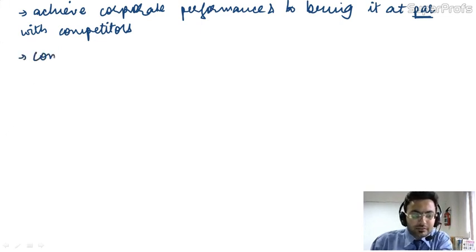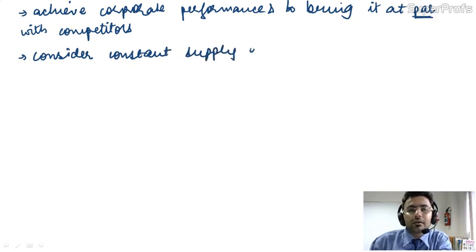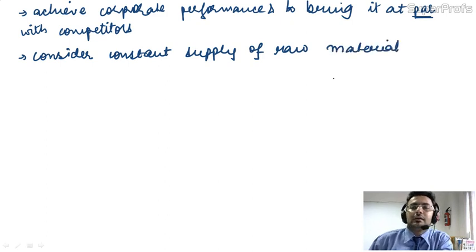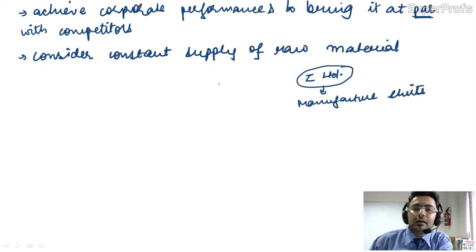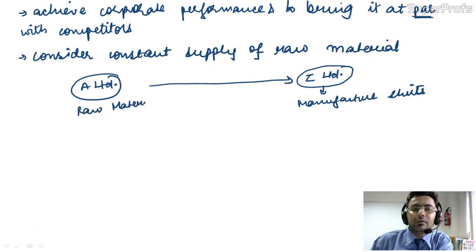Now, let's talk about the next point, to ensure constant supply of raw material. How can that be done? Let us suppose there was a company named Z Limited. Z Limited used to manufacture shirts and raw material was given to them by A Limited.